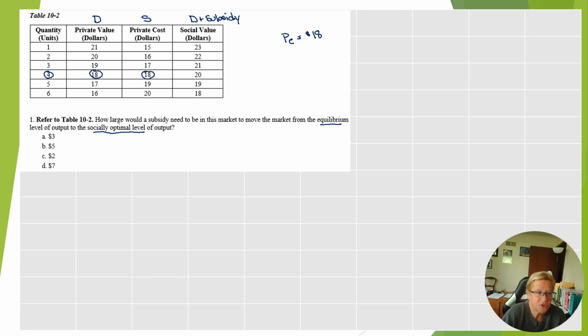And then for the socially optimum, if we look right across here, the socially optimum is right here at 20. So if we take the social value of $20 and subtract the equilibrium price of 18, the subsidy would need to be $2, or answer C here, to move to the social optimum level of output. Okay, let's continue to our next problem.